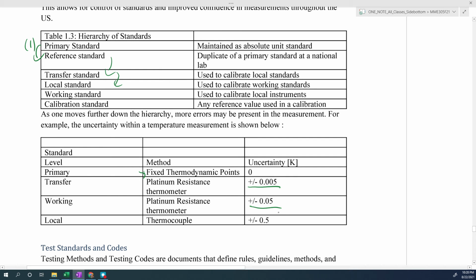Might have an uncertainty of 0.05 Kelvin, while a thermocouple is 10 times worse than even the platinum resistance thermometer that was based off of the transfer standard, and that would maybe have an uncertainty of plus or minus half a degree Kelvin. Still pretty good for most things engineers need to do, but you do see that loss in accuracy due to that increased uncertainty in the local standard versus the original primary standard.